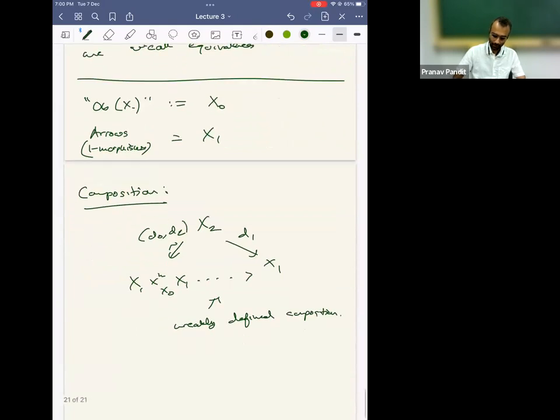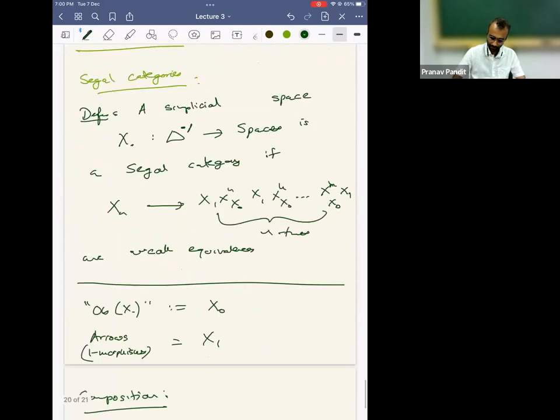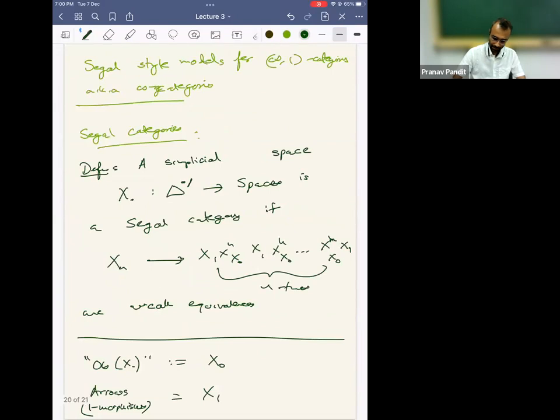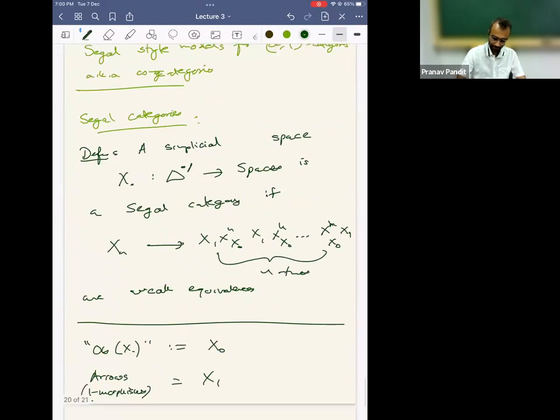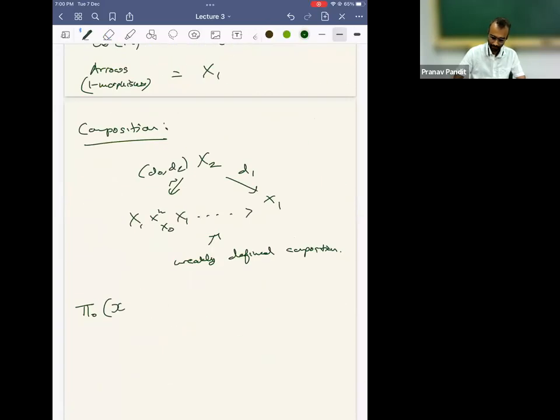And pi zero of this category, let me say is a Segal category. Let's call the Segal category script X, then pi zero of X dot of X is given by, so the objects of pi zero of X is equal to objects of X, which is X naught, and arrows are given by, but I guess I'm out of time. So let me just finish.